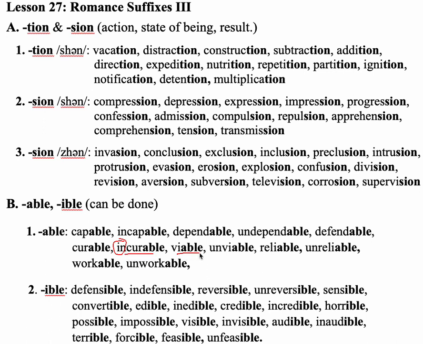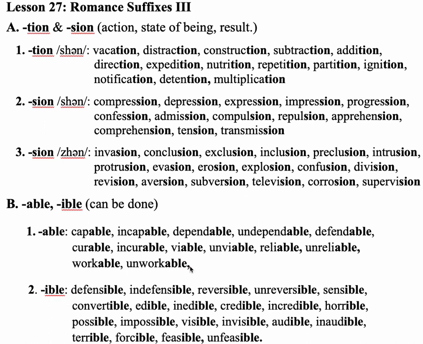Viable means that it's a possibility, and unviable means it's not a good possibility. Reliable means you can depend on it, you can trust it. And unreliable, notice how I've put these together here, it means that you cannot trust it. Then we have workable, it's a workable arrangement. That's a good idea, it'll work. Or we have an unworkable arrangement. Nope, that won't work. It's not able to work.